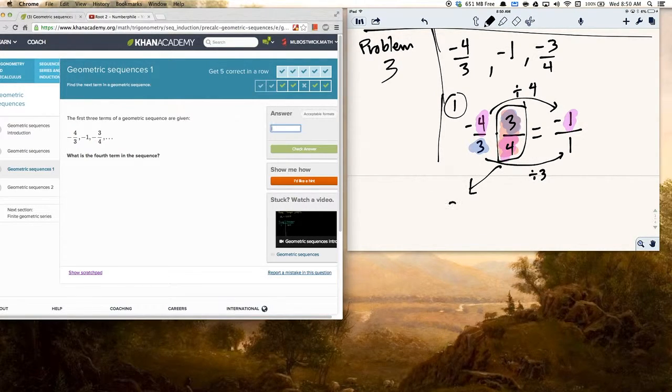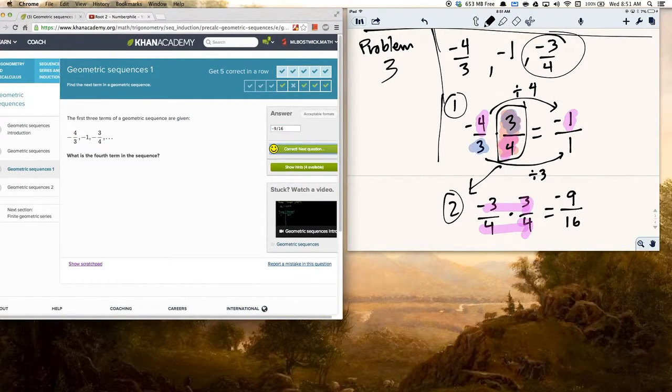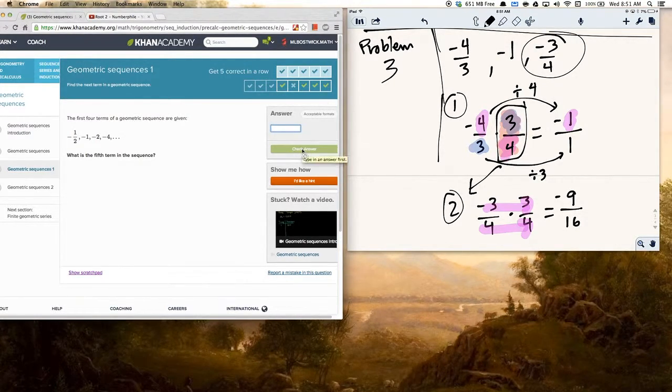And so now I'm going to use that in step 2, which is I take -3 fourths, that's the last term in the sequence, and I'm going to multiply it by my multiplier, which is 3 fourths. Fractions multiply across, top and bottom, so I'm going to do -3 times 3 is 9, 4 times 4 is 16, and that should be negative because this negative sign is right there, and it hasn't changed. So I should be able to put -9/16 in, and I've got it right. Let's see if the next one, that's another easy one.